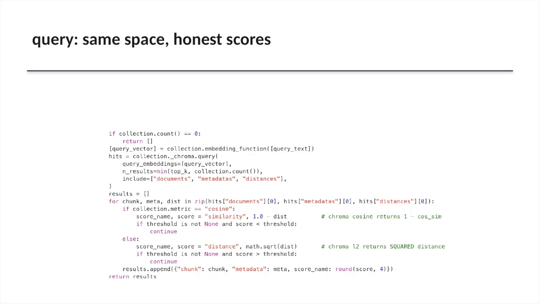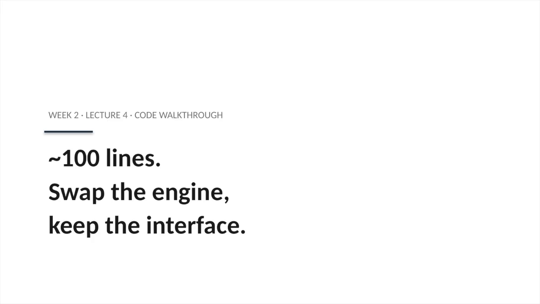Then the translations we promised. In a cosine collection, similarity is 1 minus the distance, and the threshold keeps chunks at or above it. In a Euclidean collection, we take the square root, the true distance, and the threshold keeps chunks at or below it. Each result carries its chunk, its metadata, and its score. Nearest first. And that is the whole manager. About 100 lines, one engine, behind an interface. If one day you need something beefier than Chroma, you rewrite this one file. Your application, and everything you build this week, does not change.